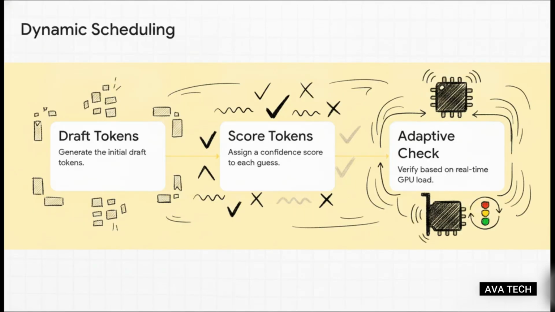Now, verification from that massive big model isn't free. If 5,000 users hit the API at the exact same time, the whole system can completely clog up. So Deepseek introduces confidence-based scheduling to act like an ultra-efficient traffic cop. First, those draft tokens are generated. Second, the system assigns a confidence score, estimating how likely that specific guess is to actually survive the big model's verification. And finally, it watches the real-time GPU load, only pushing through the tokens it's highly confident in to totally prevent the hardware from getting overwhelmed.